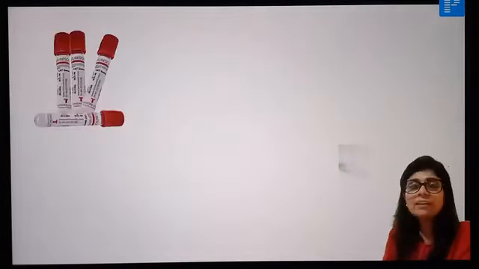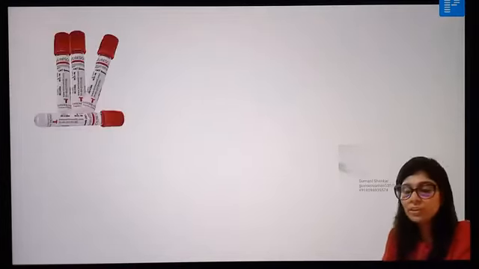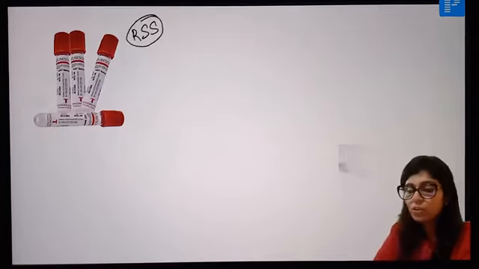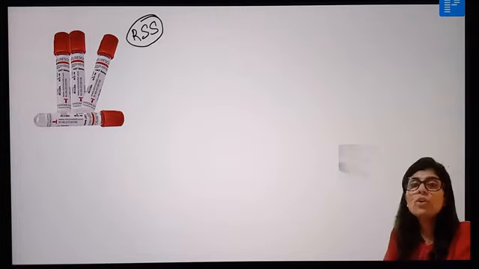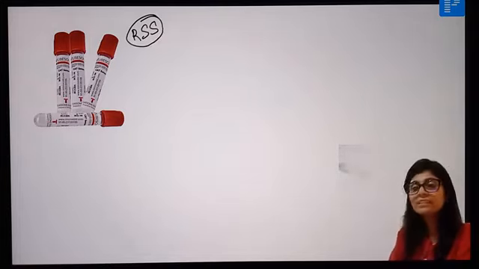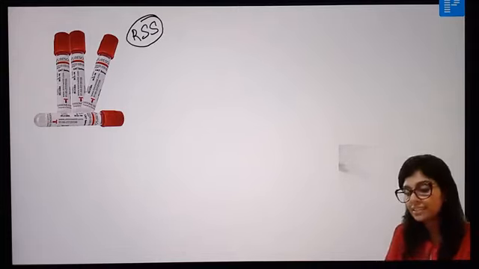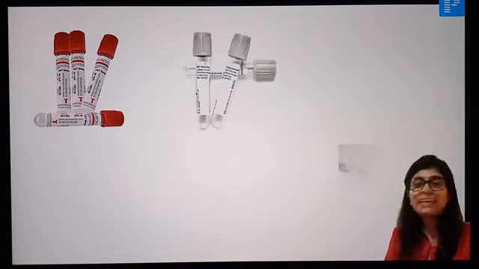Okay. So starting from a red top tube. What is the mnemonic I gave for red top tube? It is RSS. So what is it used for? It is used for all biochemical analysis. What is the additive that is present? It is silica, which is a clot activator. Very good. Excellent. Now this is gray top tube.